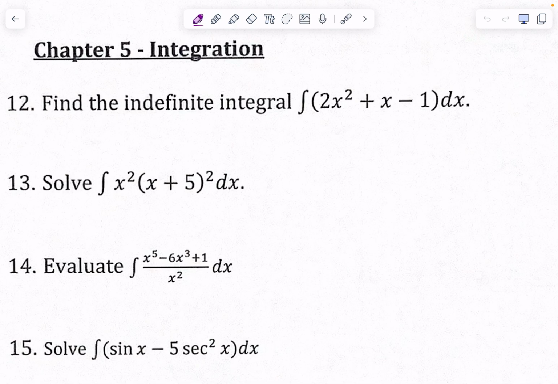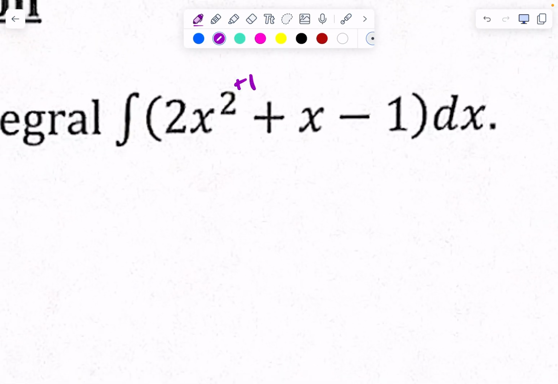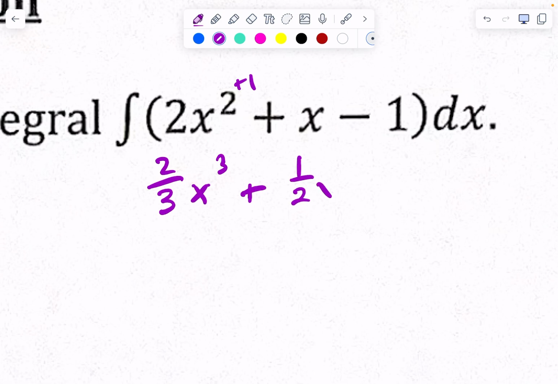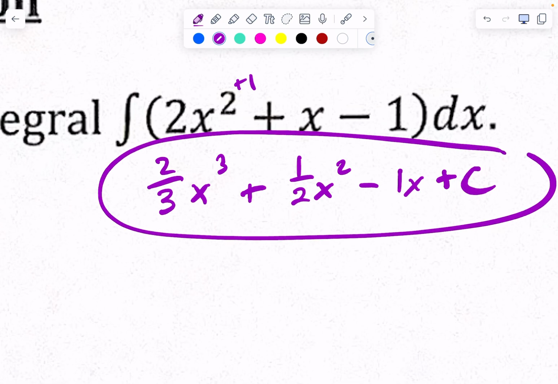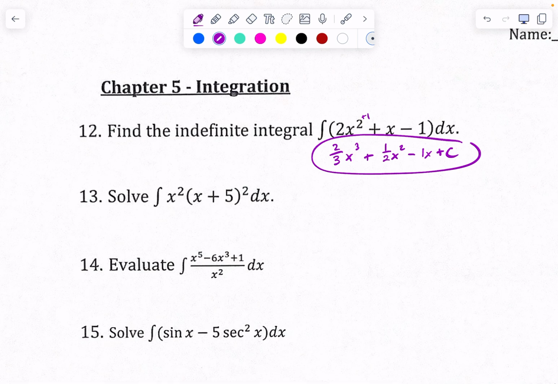Yes. Antiderivative. 1 over n plus 1, so 1 plus 1, so this would be 2 over 3 x cubed, plus 1 half x squared. Yeah, I did that wrong. Minus 1x, plus c. I remembered my c, I just didn't do the antiderivative. Yep. Okay, 13. What's the strategy for 13?